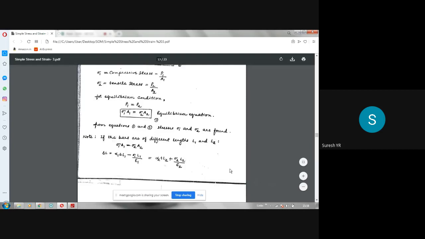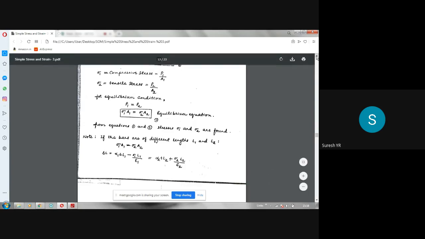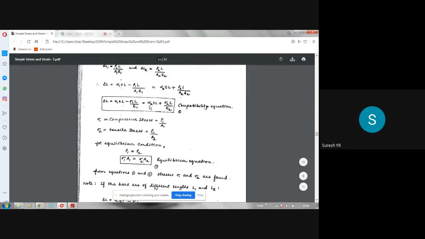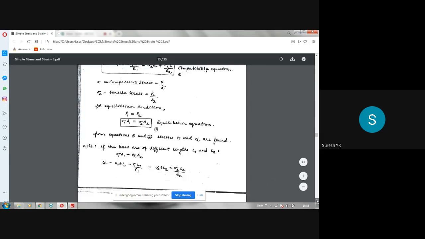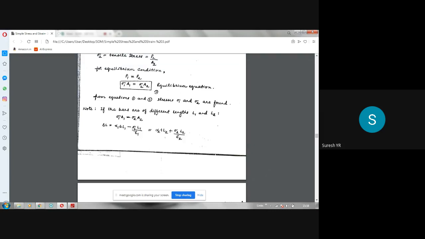If the bars are of different lengths, the only change is that instead of using L, you have to use L1 and L2. L cannot be cancelled out. If the bars have the same length, you can cancel out this L. But if the bars are of different lengths, we have to keep it as L1 and L2, and the equations will be the same as this. So alpha 1 T L1 instead of L, minus sigma 1 L1 by E1. Actually, this is P1 by A1, which is nothing but your sigma 1, and P2 by A2 is nothing but sigma 2.